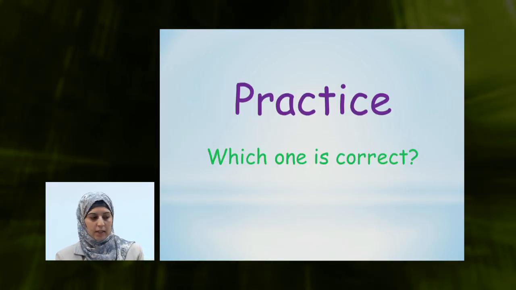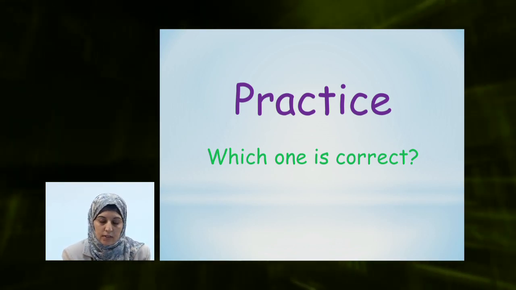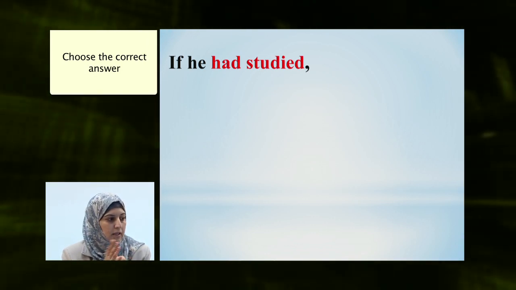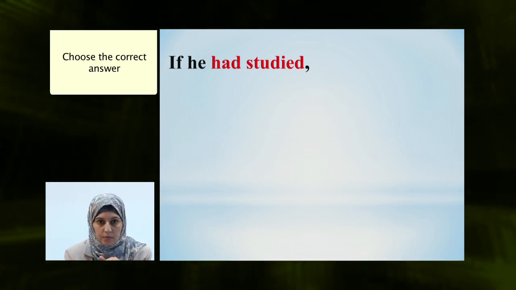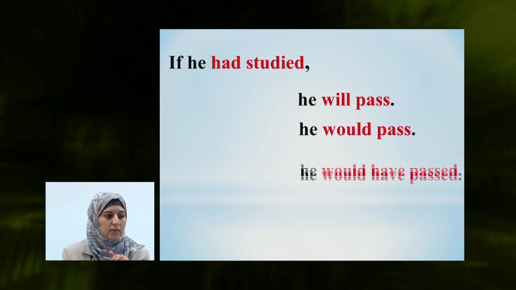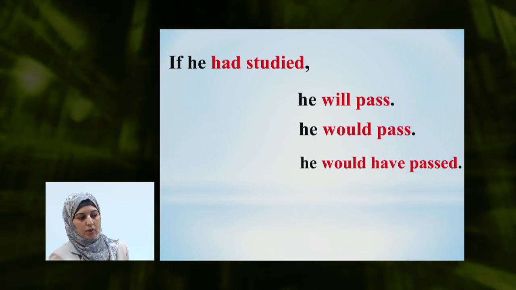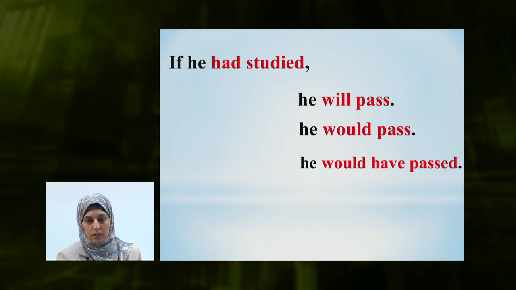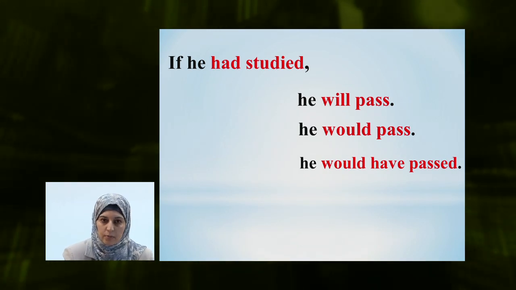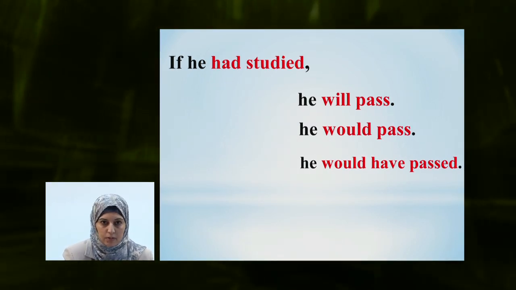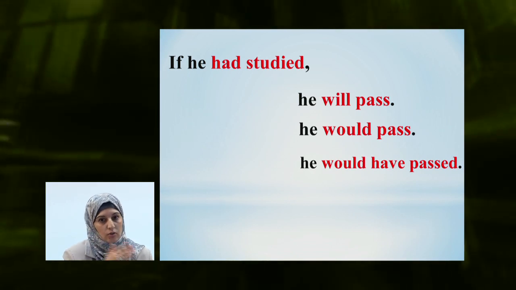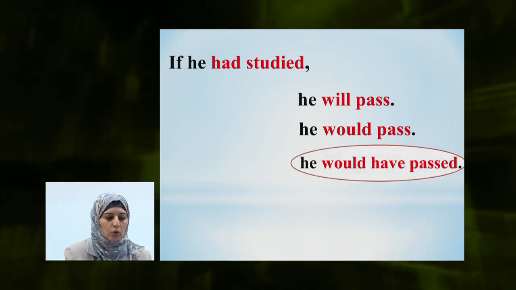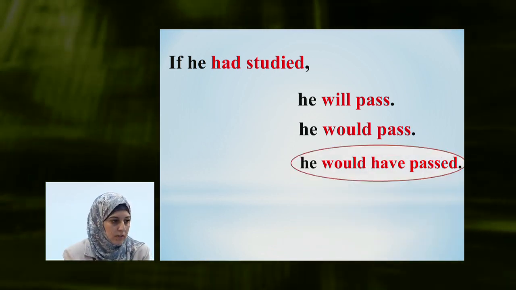Let's now have some practice. I will give you a sentence with 3 choices. Try to choose the correct one. We say, if he had studied. What is the other side? Is it he will pass, or he would pass, or he would have passed? Remember, in the conditional type 3, we have past perfect in the if clause, had studied. So, in the main clause, the answer would be, right, he would have passed.